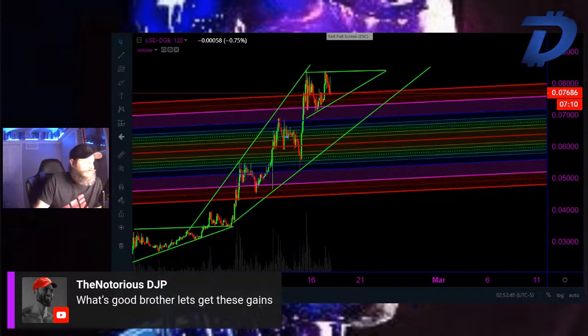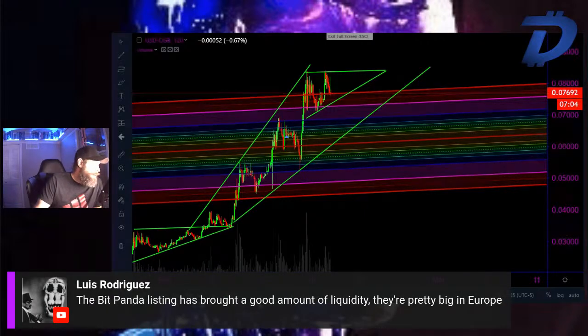Exactly, right? Does this not look really cool? I like this pattern, guys. I like what I'm seeing here. What's up, Rodriguez? The Bitpanda listing has brought a good amount of liquidity. They're pretty big in Europe. Okay, Bitpanda. All right. Well, thank you for that information.